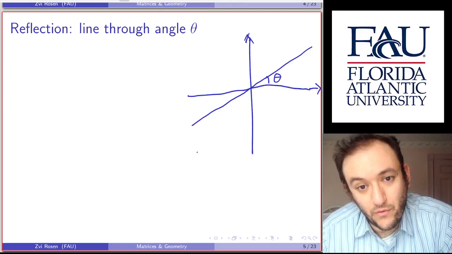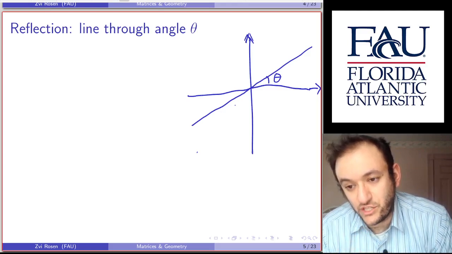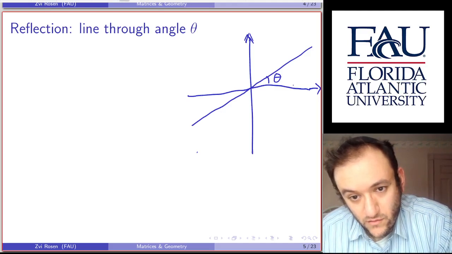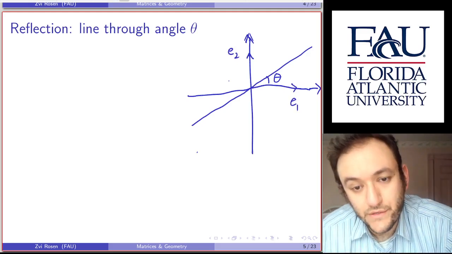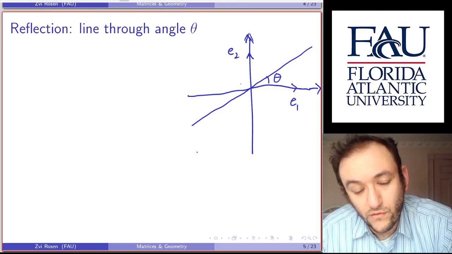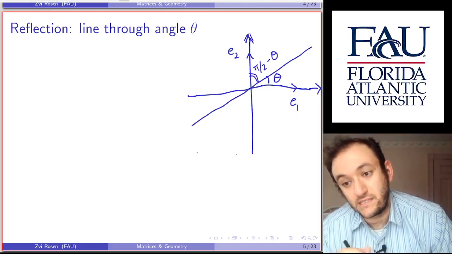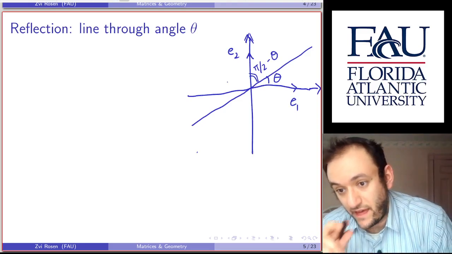Okay, and now we want to figure out what is the correct reflection for each of our basis vectors. Okay, so this is E1. And this is E2. So in terms of what the correct reflection is, first thing we want to note is that this angle is going to be pi over 2 minus theta. Okay? Because it's the complement of theta in that first quadrant.